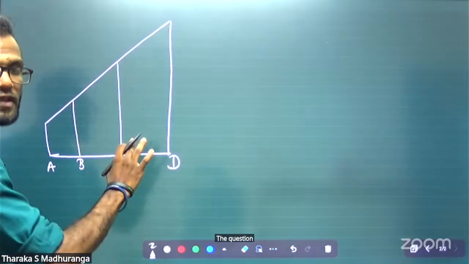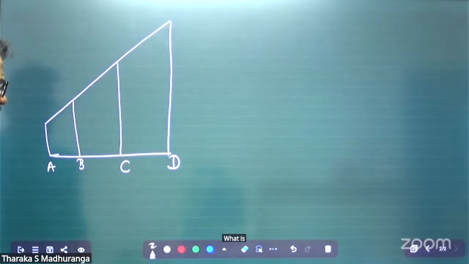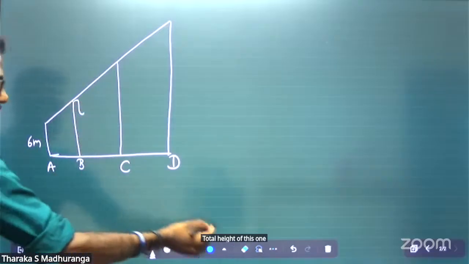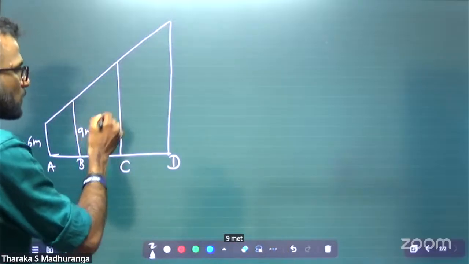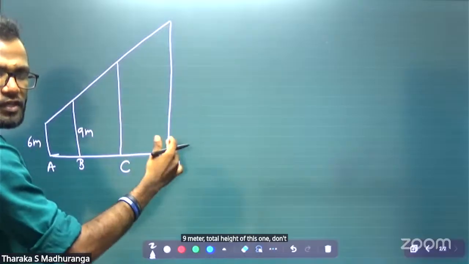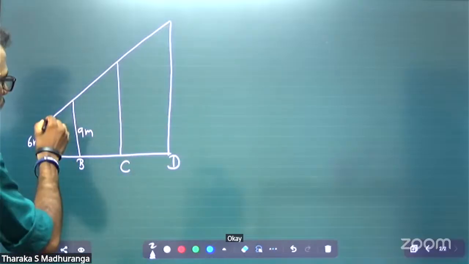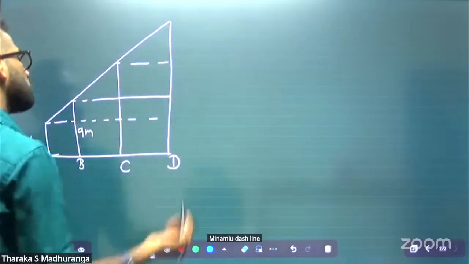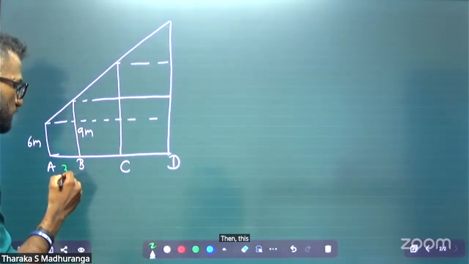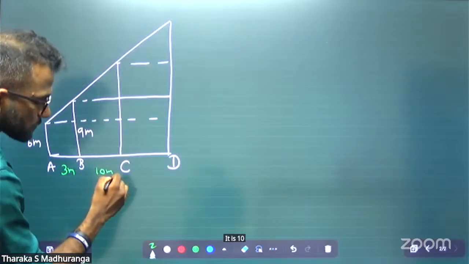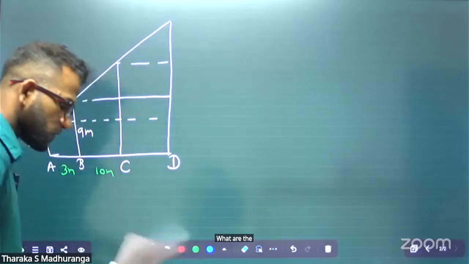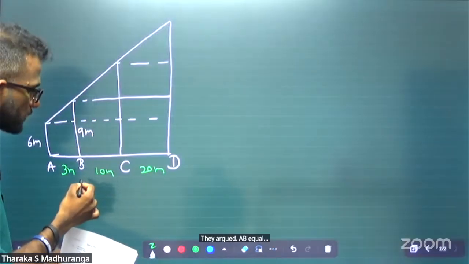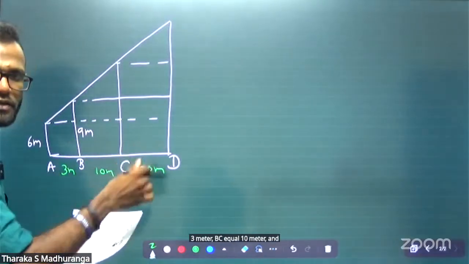The question asks, what is the height of D? The total height up to this level is 6 meter. Total height of this one, 9 meter. Total height of this one, we don't know. Total height of D, we don't know. Okay, then if I draw a dash line, this length is 3 meter, this is 10 meter, and 20 meters. They are given. AB equals 3 meter, BC equals 10 meter, and CD equals 20 meters.